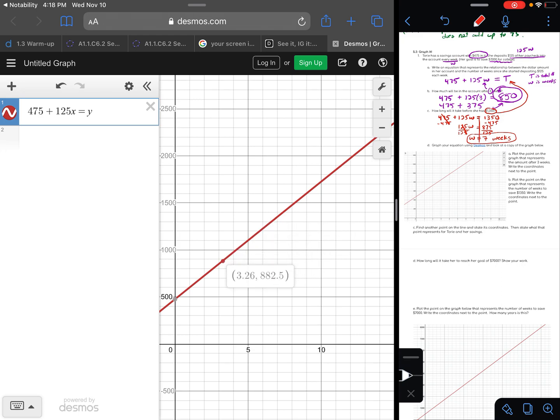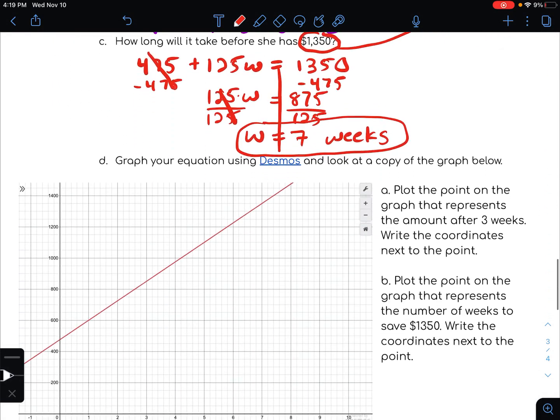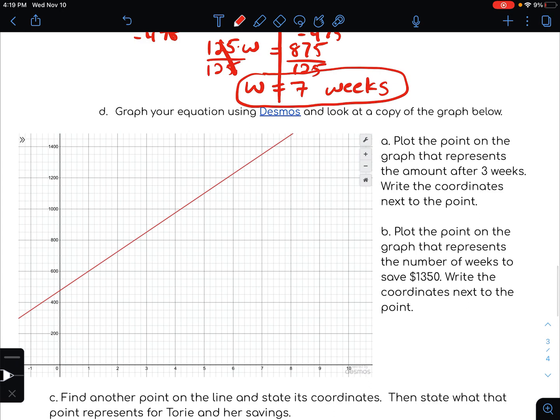If I want to drag down to 3 weeks here, $850. So I can see all these points that are on the graph, and you should be able to do that too. Now I just took a screenshot of that and brought it into Notability, but I would encourage you to get used to using Desmos to graph lines like that.